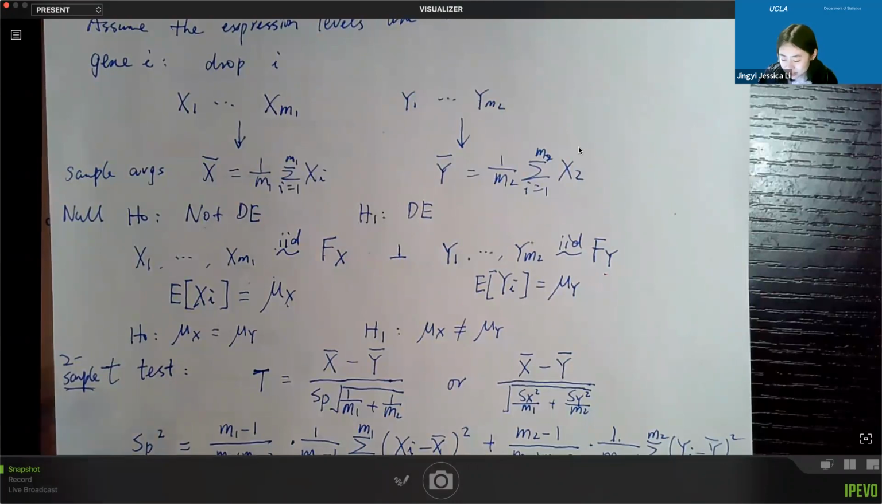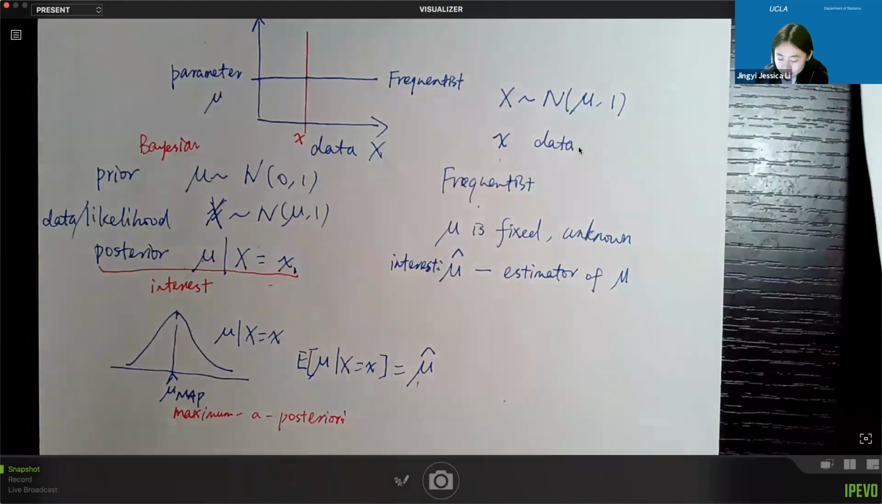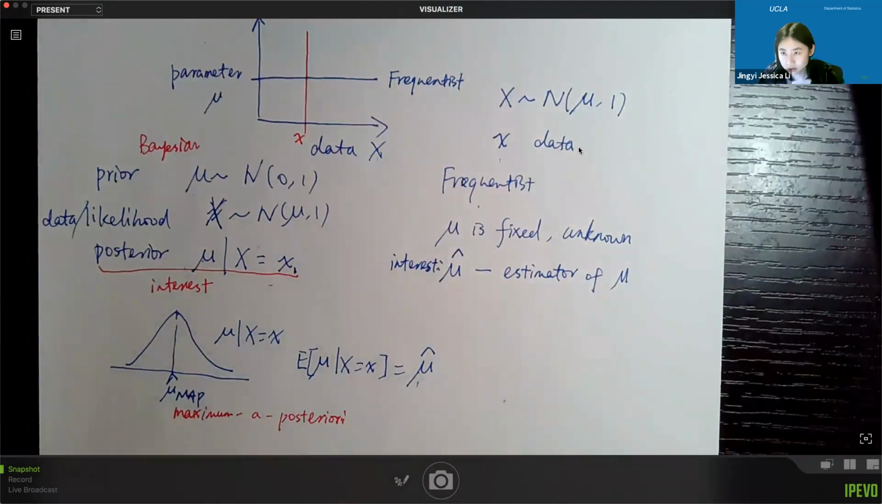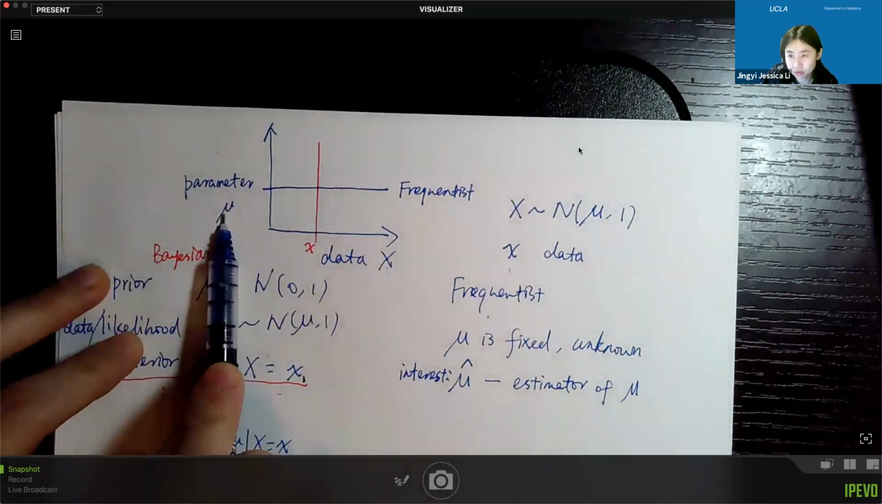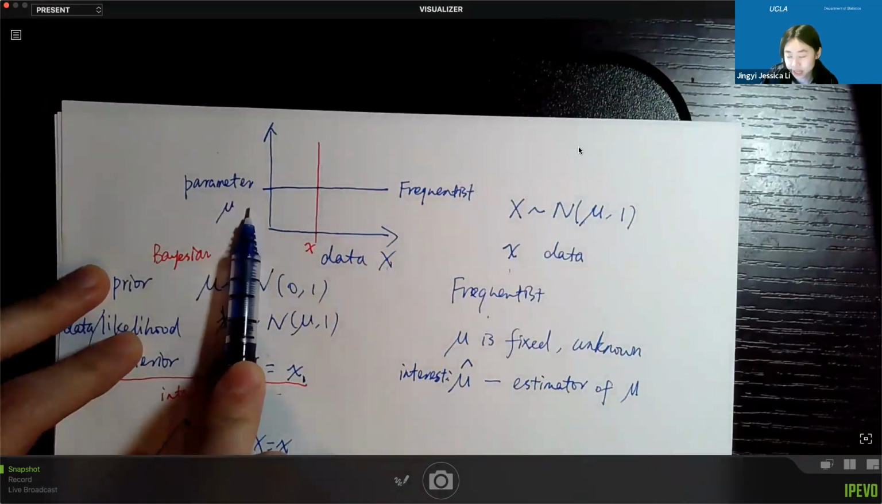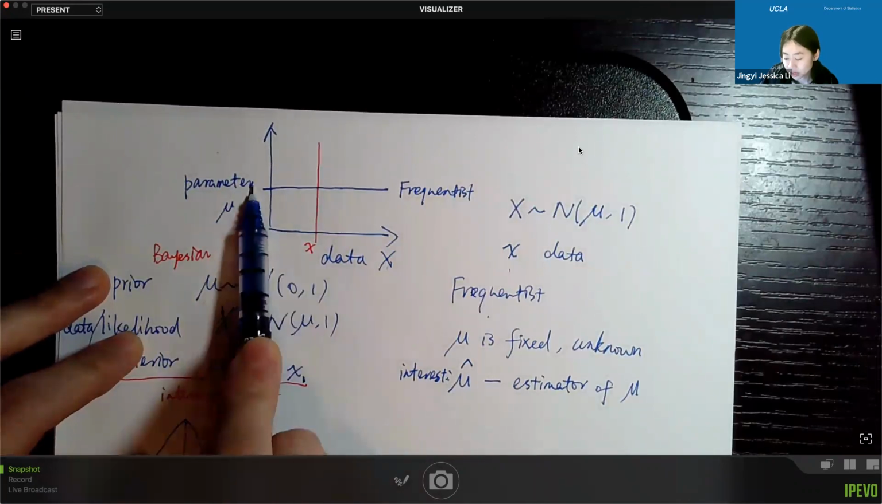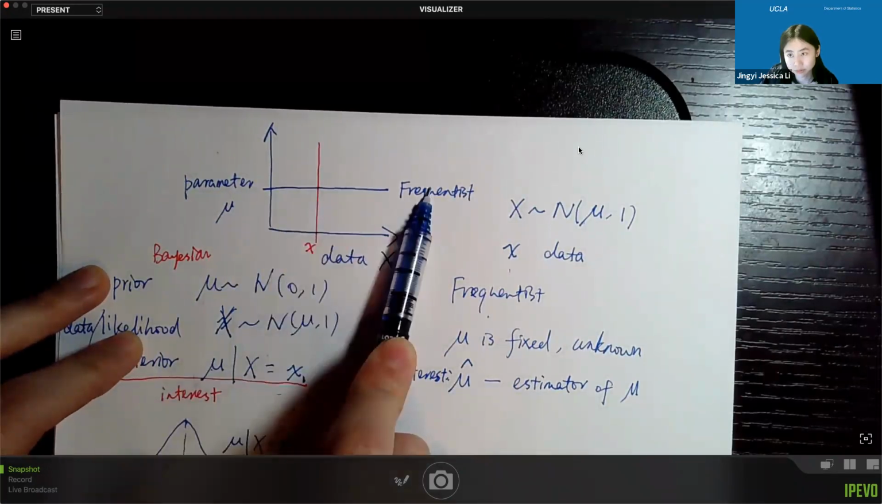And well, let's continue with our discussion. Last time we talked about those tests in the context of frequentist statistics. In frequentist statistics, what we wrote here is that we assume there's a parameter that's fixed but unknown. We try to construct an estimator from our data.